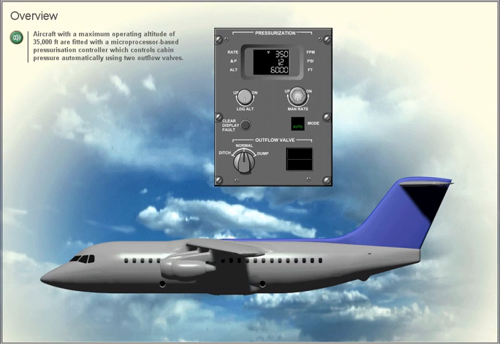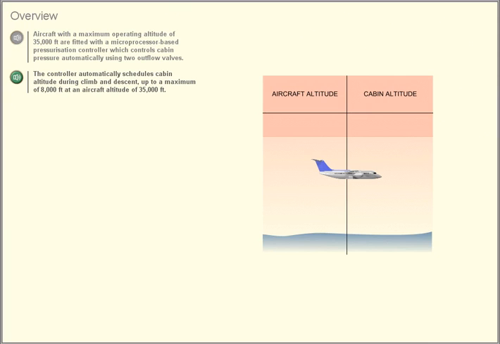Aircraft with a maximum operating altitude of 35,000 feet are fitted with a microprocessor-based pressurization controller, which controls cabin pressure automatically using two outflow valves. The controller automatically schedules cabin altitude during climb and descent up to a maximum of 8,000 feet at an aircraft altitude of 35,000 feet.